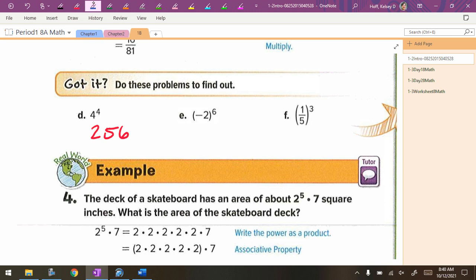Liana, negative 2 to the 6th. What'd you get? 64? Okay. All right, here's a fraction one.